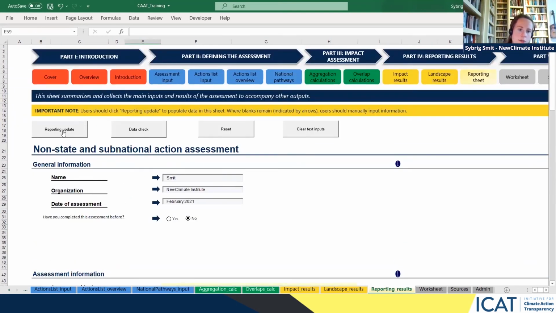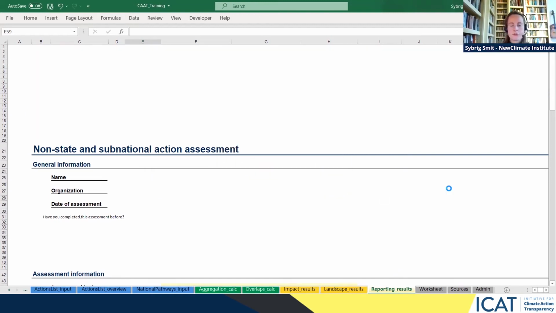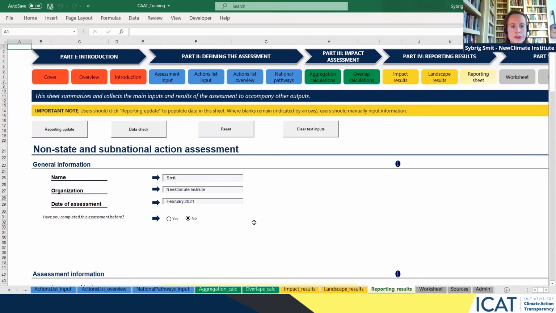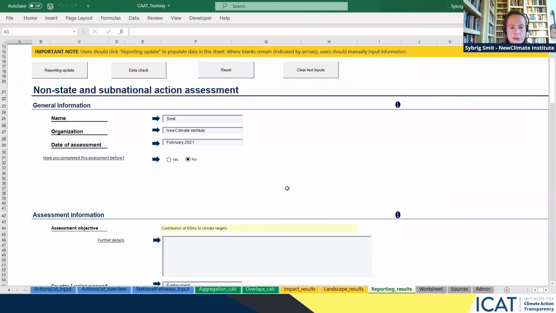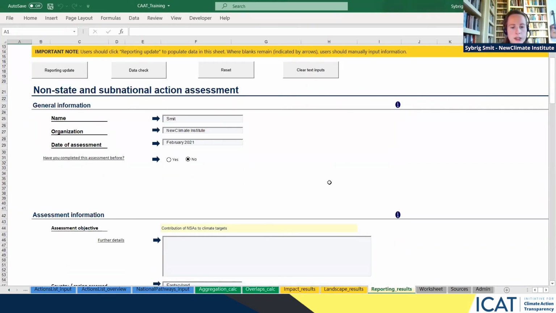If you click on reporting update, which might take a while, it automatically fills some findings. So we'll do that. So after reporting update, the sheet is filled with important information. So the assessment objective was from the assessment boundary, and it means it was the contribution of non-state and subnational actions to climate targets as our third assessment objective.